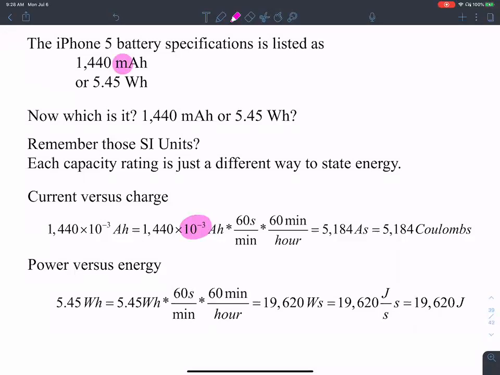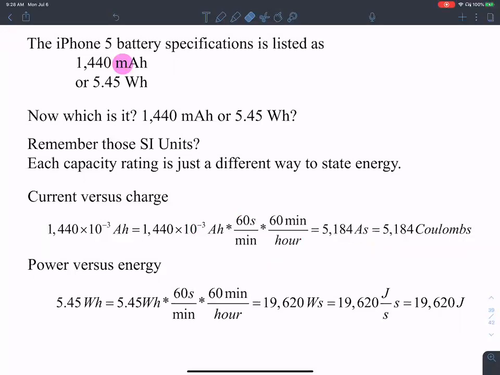And for the ampere hour, I have converted this using 60 seconds per minute, 60 minutes per hour, so that I can express all of this in terms of ampere seconds, which is coulombs. Okay, ampere seconds is coulombs. So I'm expressing this ampere hour in terms of coulombs.